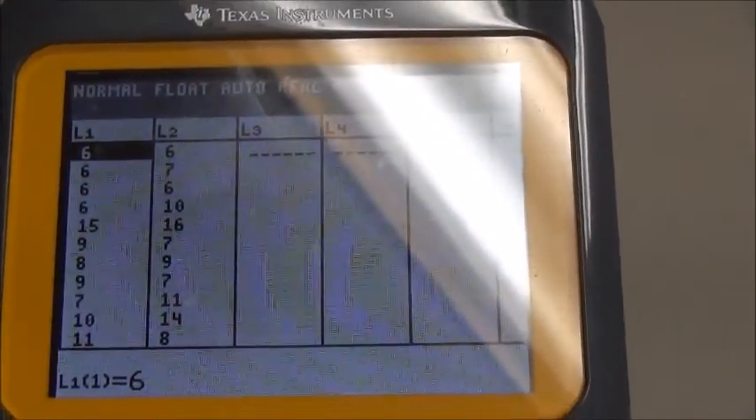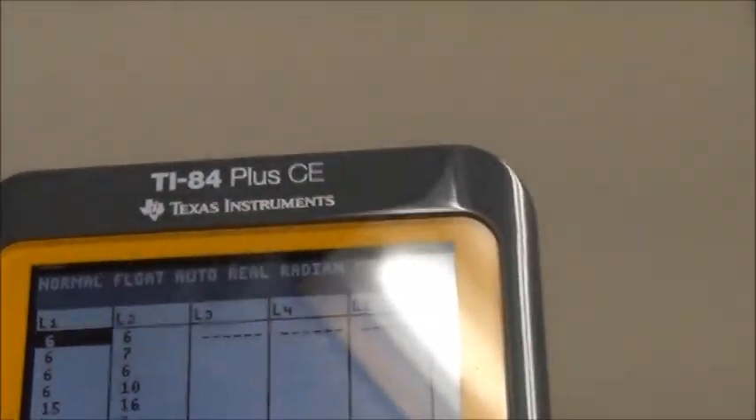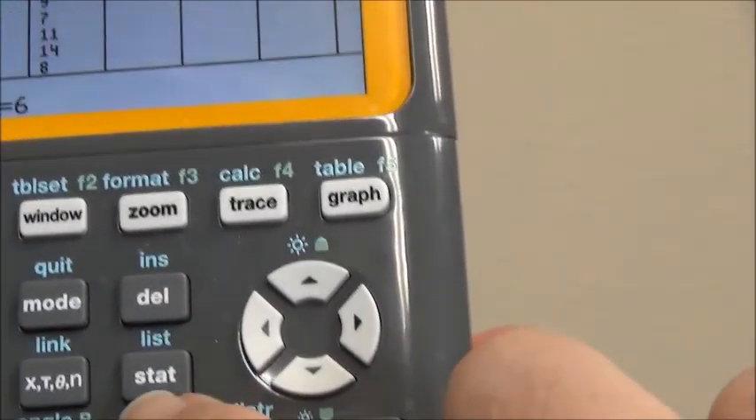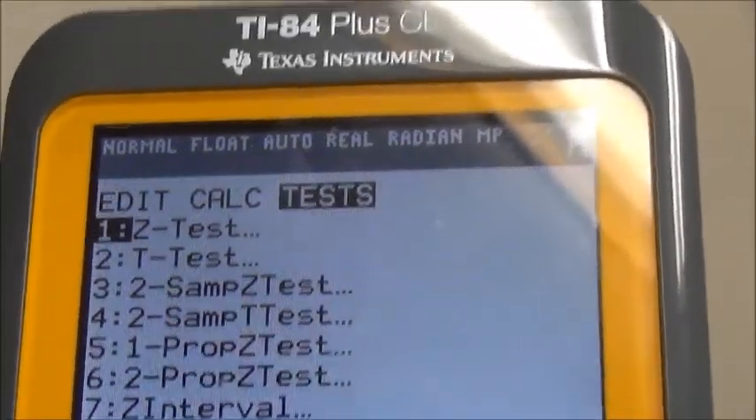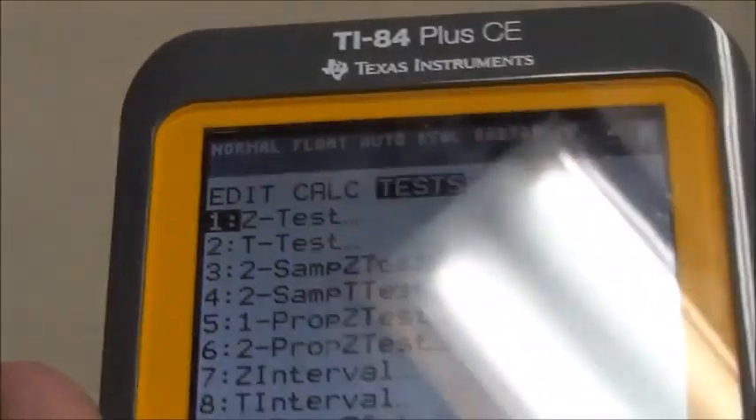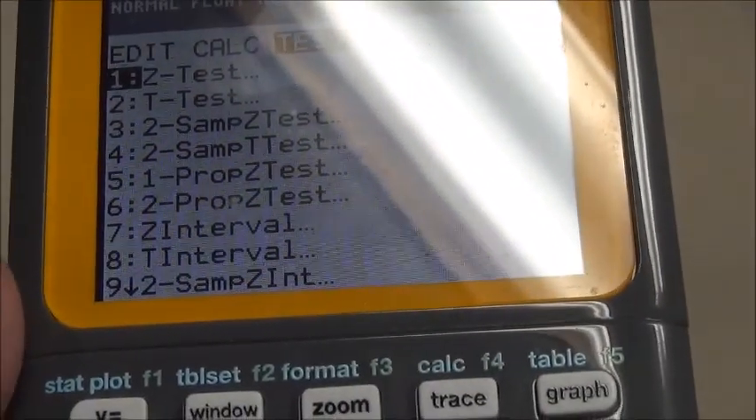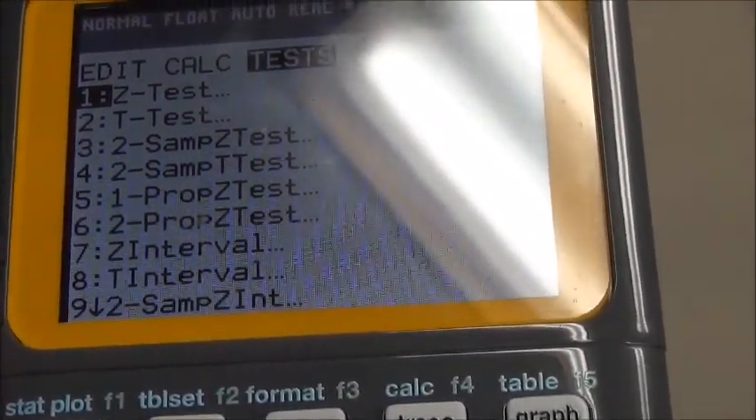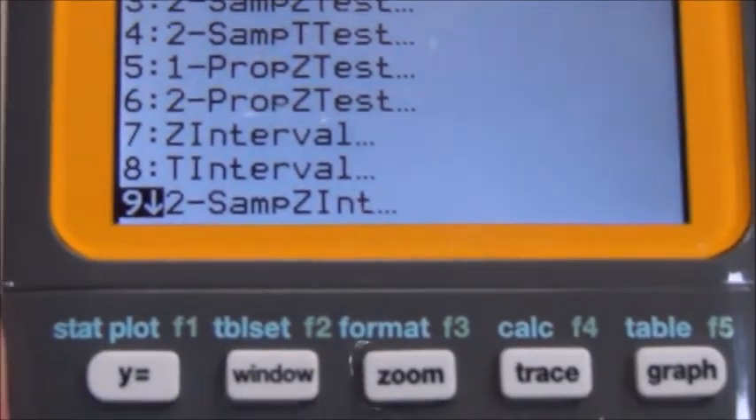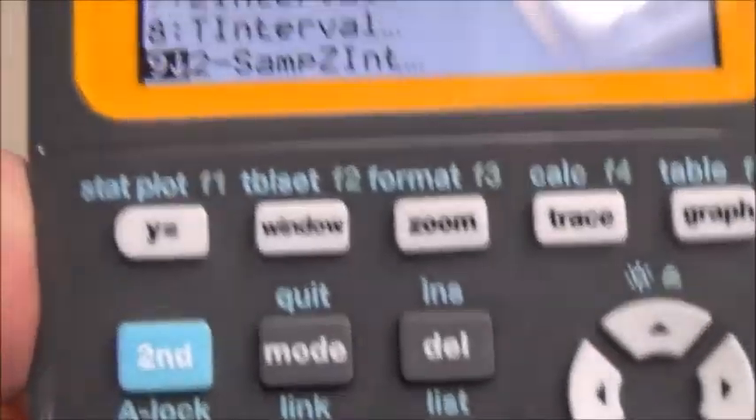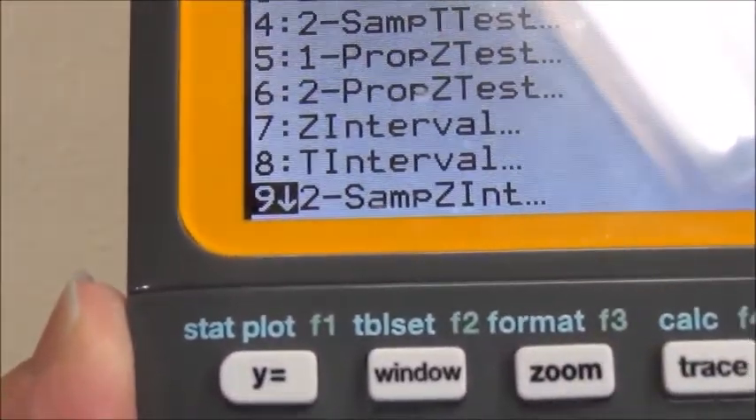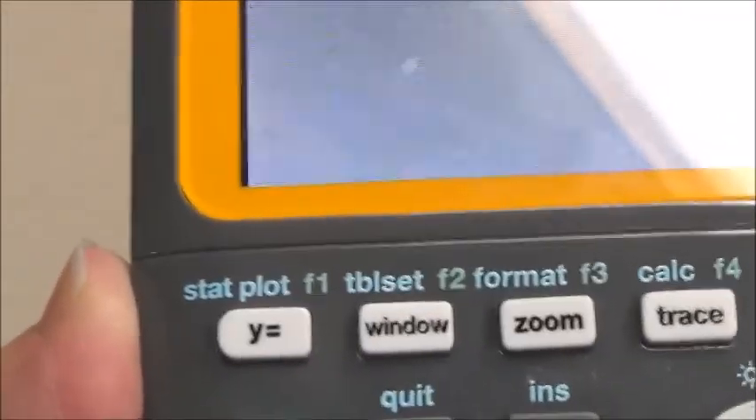So once you have your lists in list 1 and list 2, you are then again going to hit the stat button. And then you're going to cursor over to the word tests. And for the test we are going to do, it's number 9, the 2 sample Z interval. You can see it way down on the bottom. You could cursor down to that. All right, so we're going to do number 9, which is the 2 sample Z interval. So I'm going to just enter on that, or you can just press number 9 to get down there.